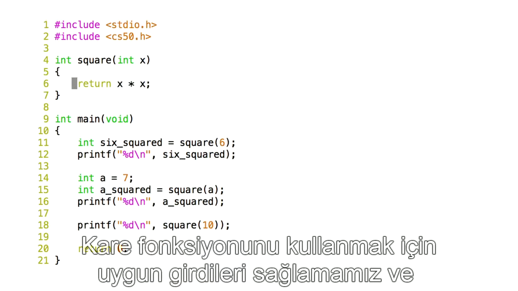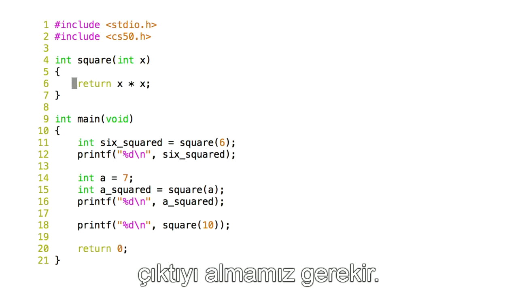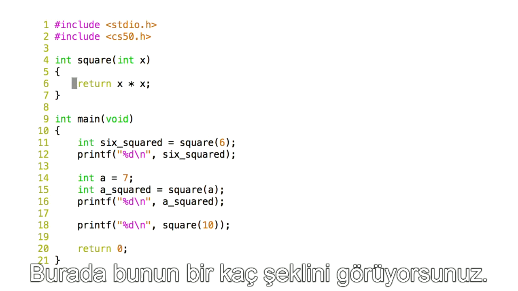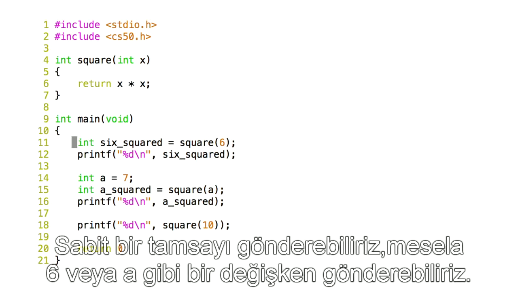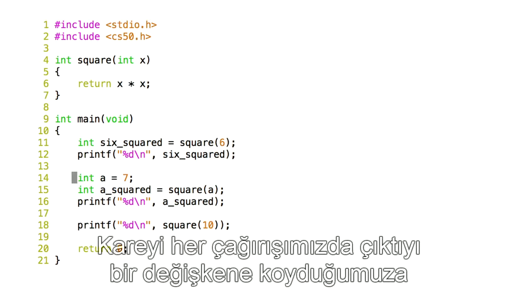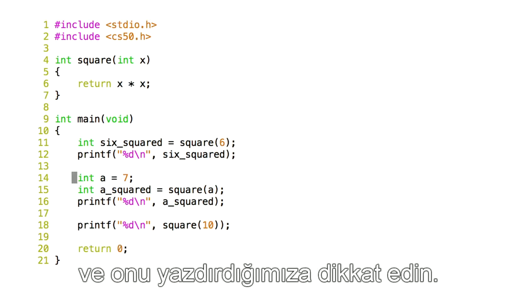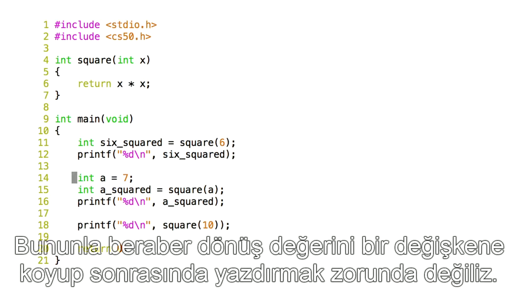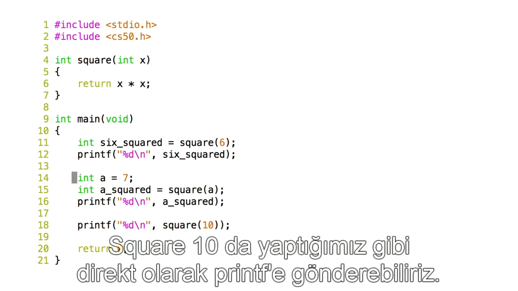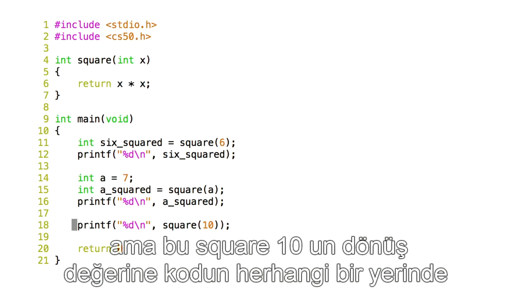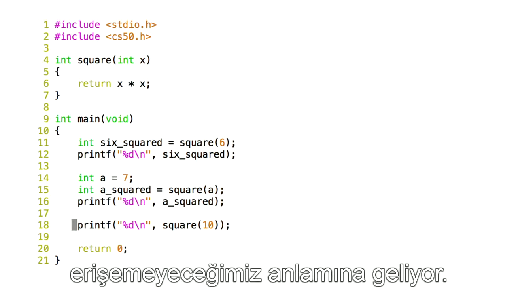To use the square function, we need to supply the appropriate inputs and then capture the output. Here, you see a couple ways of doing that. We can pass in a raw int, like 6, or we can pass in a variable like a. Note that each time we call square, we capture the output in a variable and then print it. However, we don't have to store the return value in a variable and then print. We can just send it directly to printf, as we do when we square 10. But this does mean that we don't have access to the return value of square 10 elsewhere in the code.